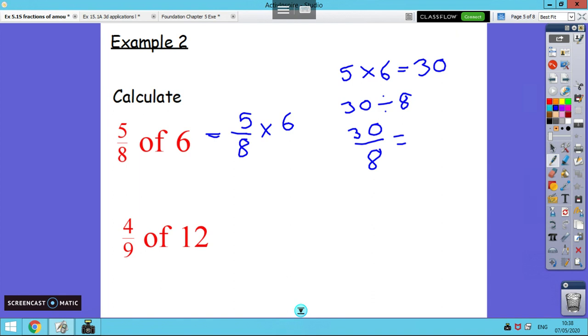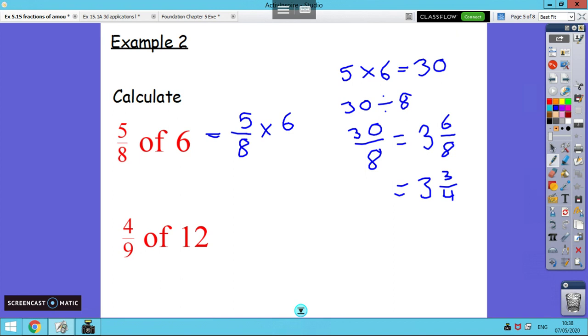How many 8s go into 30? Well, 8, 16, 24. That's 3 times remainder 6 over 8. So 3 and 6/8 is your answer there. Now you can actually simplify 6/8 to be 3/4. So our answer would actually be 3 and 3/4 because we could divide 6 and 8 by 2.